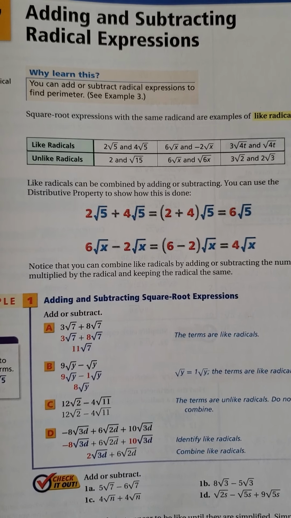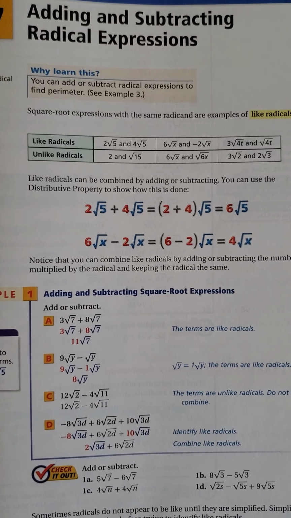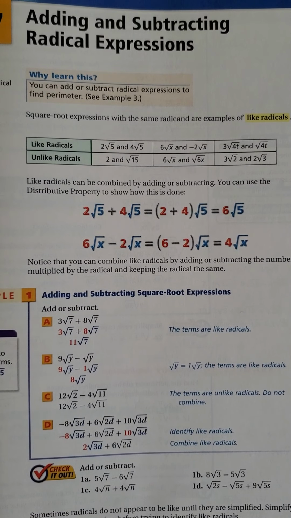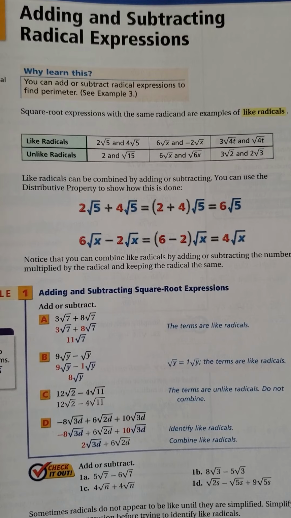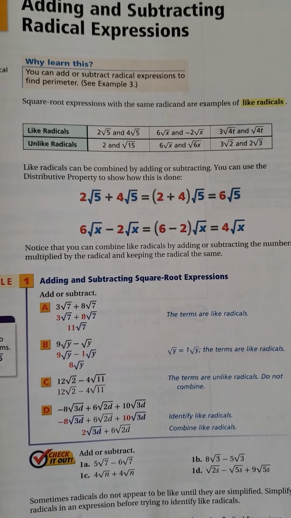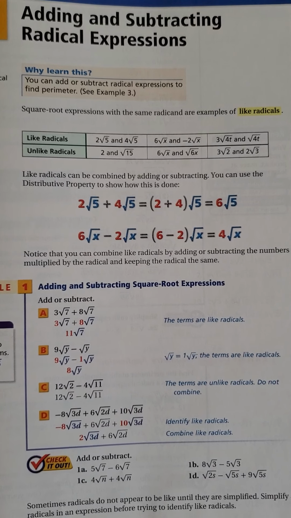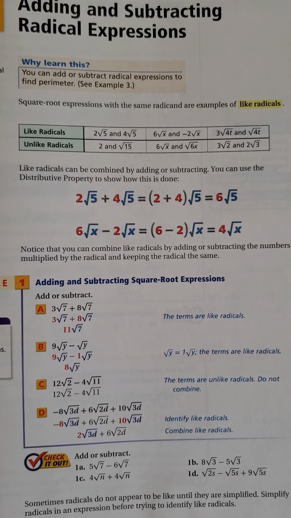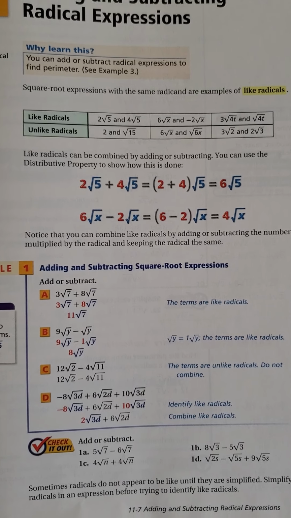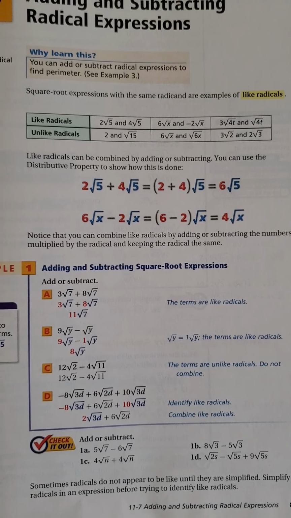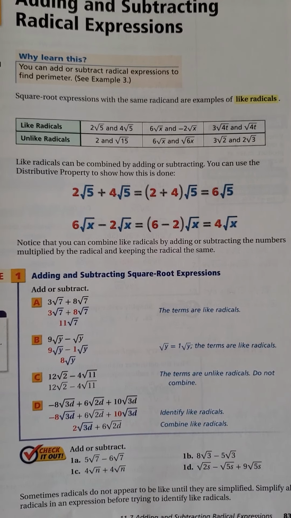If I'm looking at the part that has 2 root 5 plus 4 root 5, you can see how the numbers in the front, the 2 and the 4, get added together. 2 plus 4 is 6, and the square root of 5 stays the same the whole way through the problem. So your answer for the 2 root 5 plus 4 root 5 is 6 root 5. For the one below that, 6 root x minus 2 root x, just like before, you can subtract the numbers in front, 6 minus 2, and get 4, and the square root of x stays that way through the entire problem.